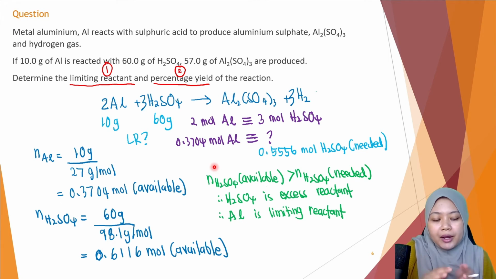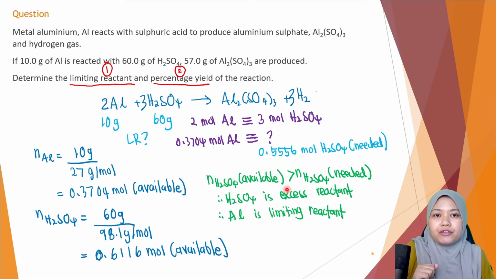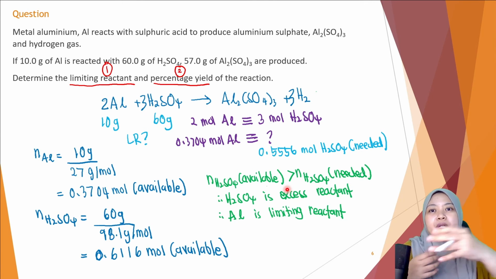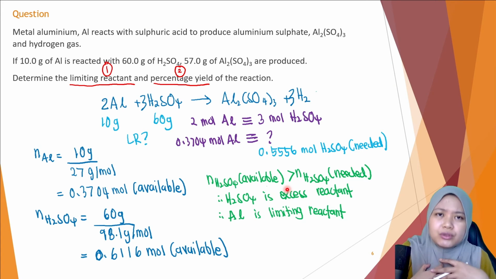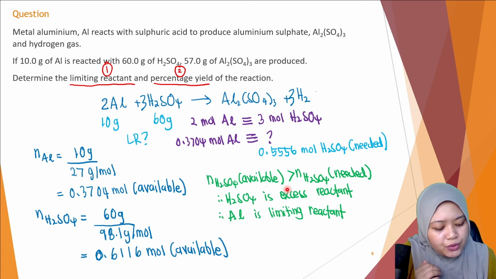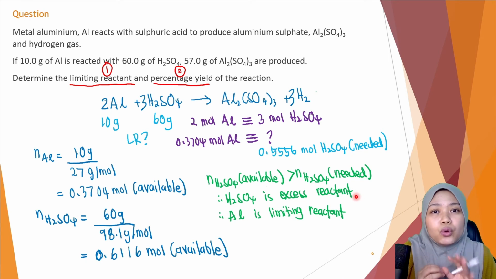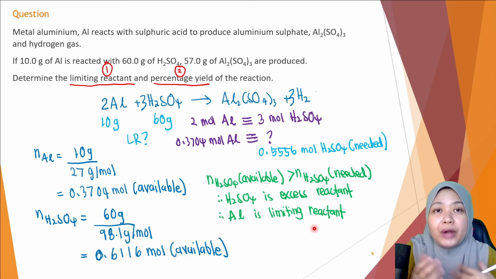Then I'm comparing mole H2SO4 available with mole H2SO4 needed. Mole H2SO4 available yang ada is larger compared to yang diperlukan. Kita ada banyak sangat, tapi kita perlukan sikit. Itu bermaksud H2SO4 ini adalah excess reactant. Once you identify the excess reactant, automatically you will know the other reactant is limiting reactant. Cuba fahamkan, practice. Jika tidak faham, please ask me.